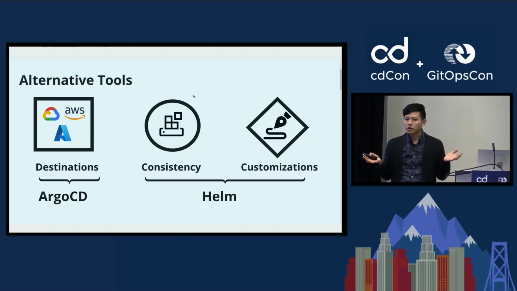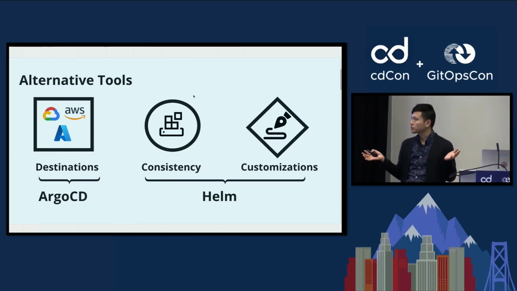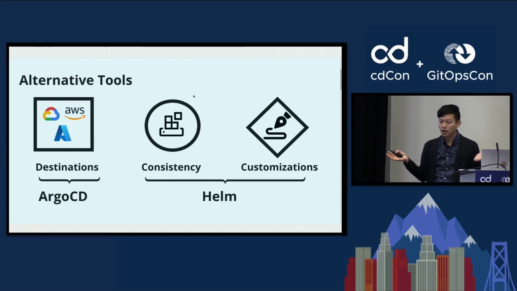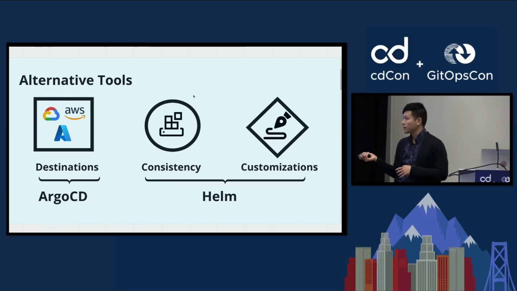Before we end off, I want to talk about alternative tools. So today I did talk about Flux and Carvel. To create those flexible destinations, you can use many other tools. ArgoCD is one. I see it's very popular here today. And you could use Helm to achieve the consistency and the customizations.